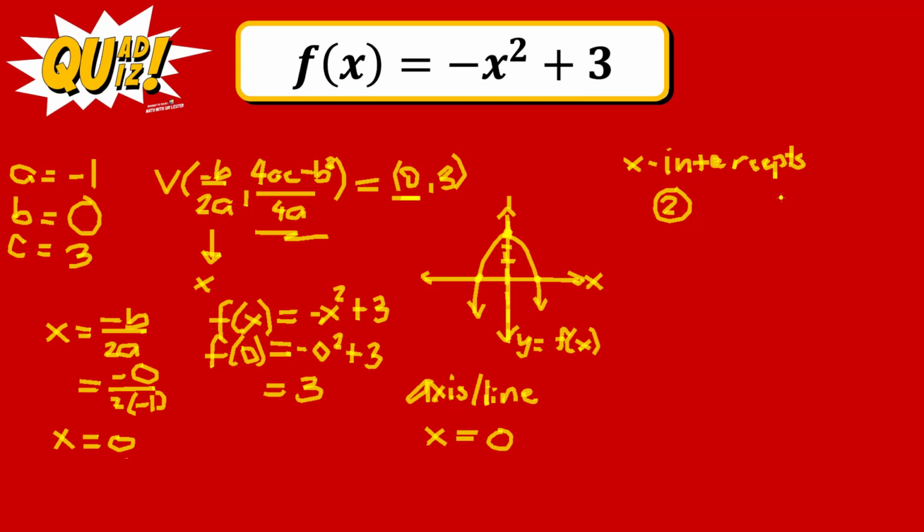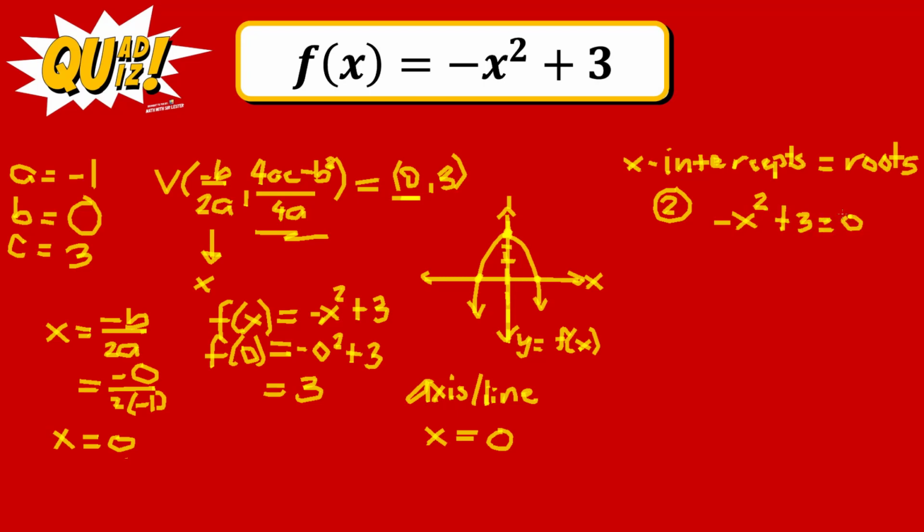But the next question is, what are these intercepts? Now here's the hint. Your x-intercepts are equal to your roots. Once you get the roots of your quadratic function, you can now get the intercepts. And how many are they? There are 2 of them. So let's try to solve for the roots of our given function in terms of its equivalent quadratic equation. So equate it to 0. Negative x squared plus 3 equals 0.